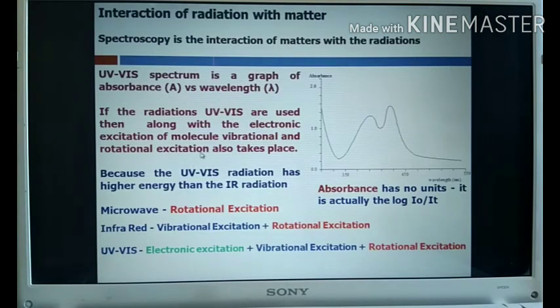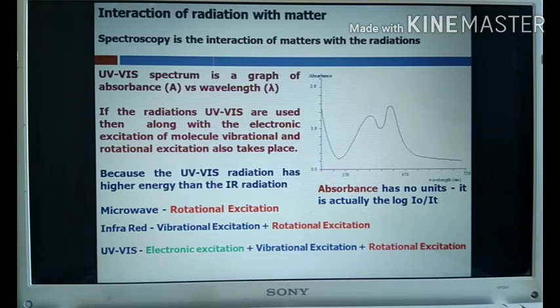Now spectroscopy is nothing but the interaction of matter with radiation, as I have told you. Now how is the spectrum obtained? The UV visible spectrum is nothing but the graph of absorbance versus wavelength. So here it is absorbance on the y-axis, wavelength on the x-axis. If UV visible radiation is used, then electronic transition or electronic excitation takes place. Along with that, vibrational and rotational excitation also takes place, and you can see here the broad nature of the peak of the UV visible spectrum, isn't it?